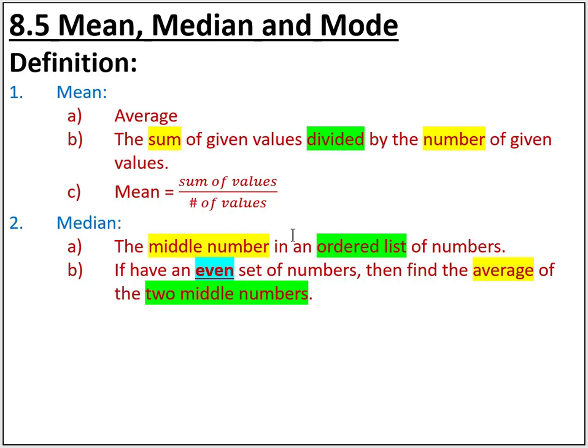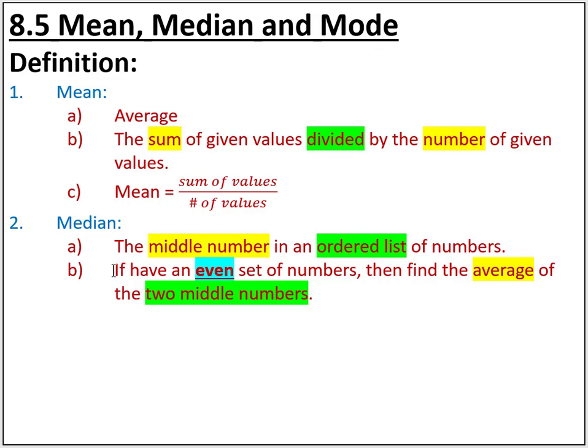So if you were given 15 numbers, then once you put it in order and identify the middle number, that will be the median value. It will be easy to find your middle number if you have an odd amount, so I repeat, an odd amount of values or numbers.